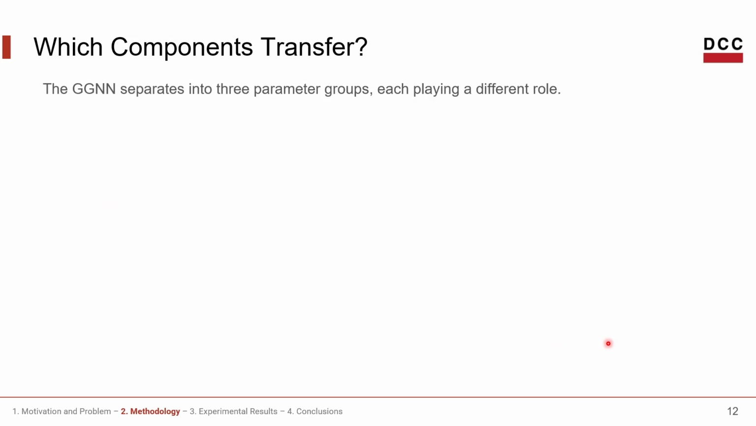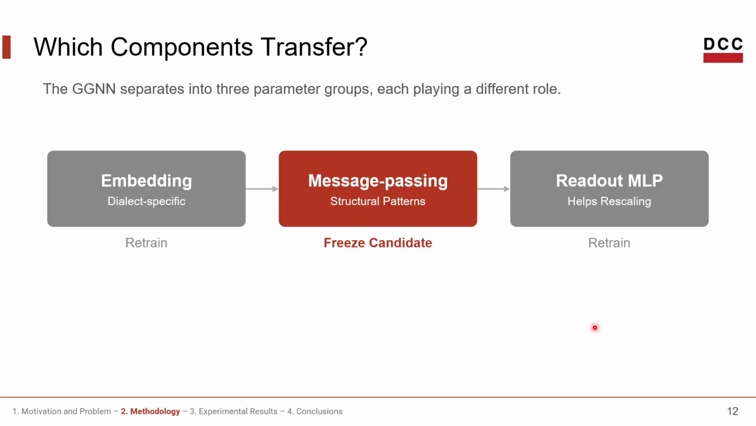Now, one question about the architecture is which components can actually transfer information between dialects. As I said, the architecture can be divided into three different components. The embeddings are dialect specific, so different dialects have different operations, so this part needs to be retrained. The readout usually helps recalibrate the network to a new domain, so it needs to be retrained as well, or at least that's the assumption.